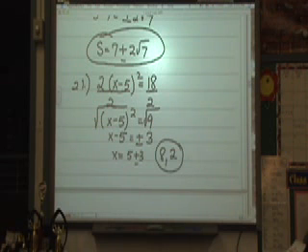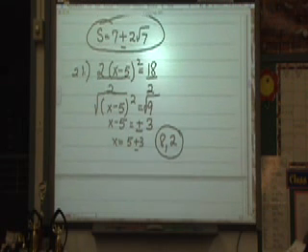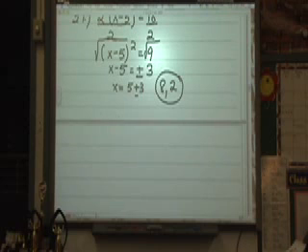So both of those numbers, if you substitute back in, will make a 3, or a negative 3, and when you square it, you get 9.